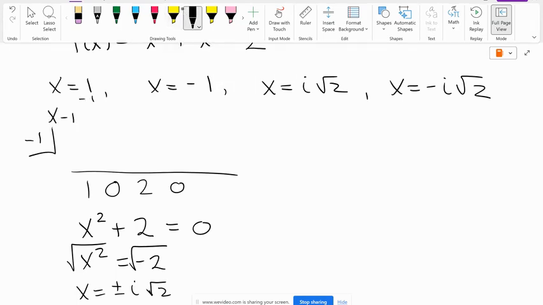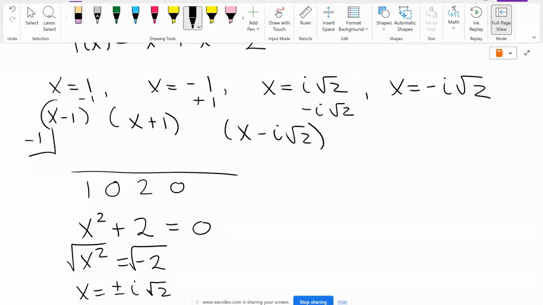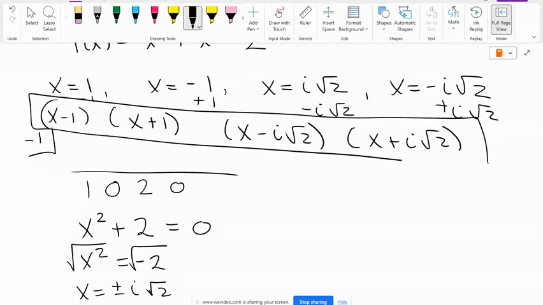Minus 1. So it's x minus 1. That's one factor. Add 1 here. So it's x plus 1 is another factor. Subtract i root 2. So it's x minus i root 2 is a third factor. Add i root 2. So it's x plus i root 2 is our fourth. This is where you're at.